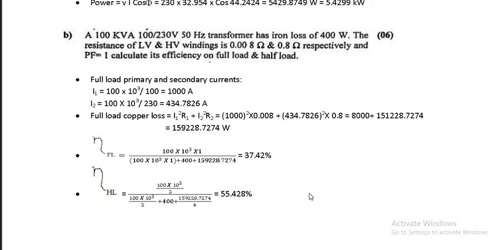The very first step I'll be doing over here is find out what are the full load primary and secondary currents. How do you find it out? You are given what is kVA rating. So 100 into 10 cube is equal to V1 I1 is equal to V2 I2. So 100 into 10 cube is equal to 100 into I1, and 100 into 10 cube is equal to 230 into I2. That gives me values of I1 and I2. So it comes out to be I1 as 1000 amperes and I2 as 434.7826 amperes.